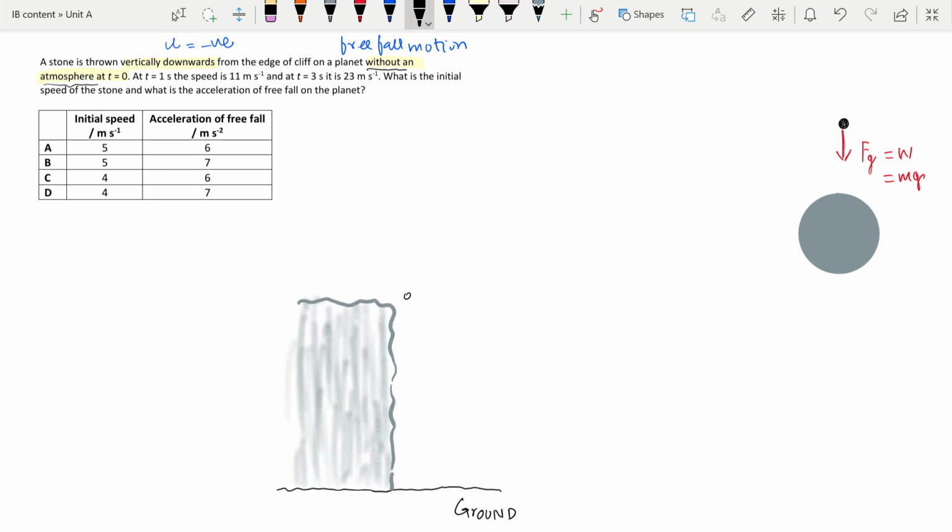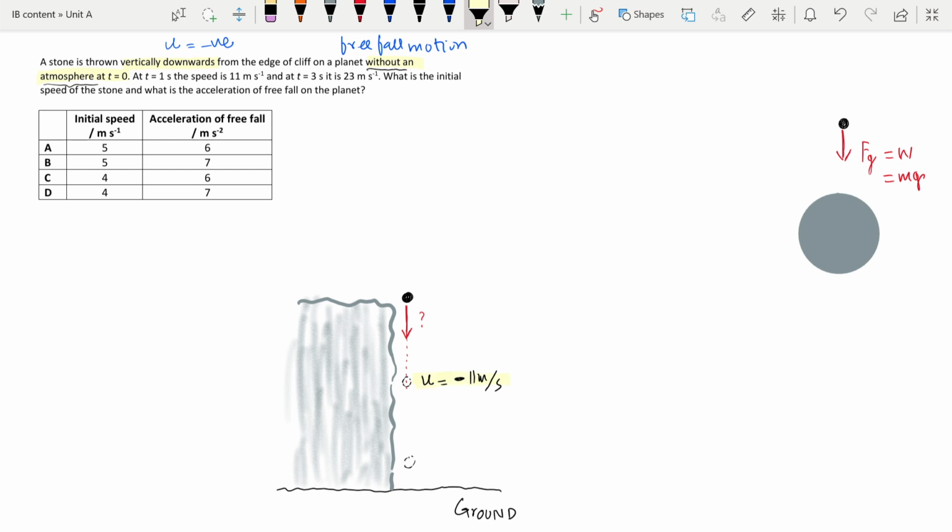So when the stone was thrown initially, its initial velocity will not be zero and it will be some value that is unknown. But when it was falling down, its velocity will increase due to force of gravity. And we know about the two positions. At two positions, its velocity is given. So its velocity at this point, if we take it as our initial point, is negative 11 meter per second. I'm saying this is a velocity, right?